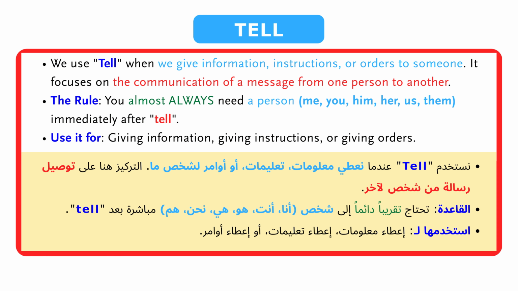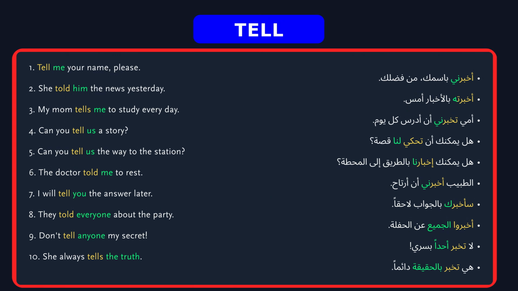Now tell. We use tell when we give information, instructions, or orders to someone. It focuses on the communication of a message from one person to another. The rule: you almost always need a person, me, you, him, her, us, them, immediately after tell. Use it for giving information, giving instructions, or giving orders. Let's look at these examples.